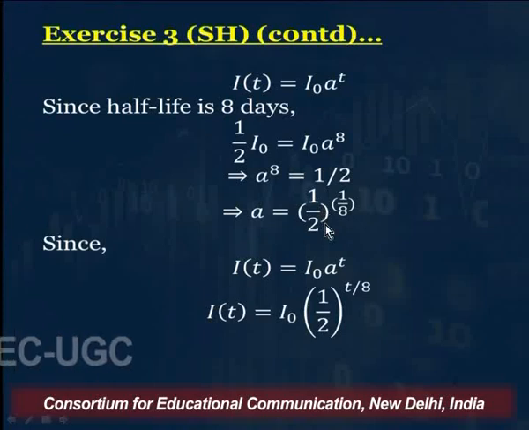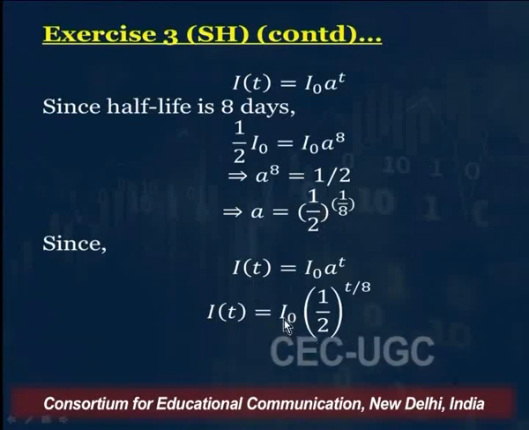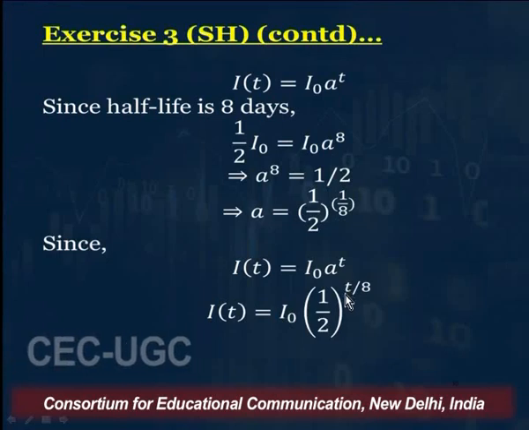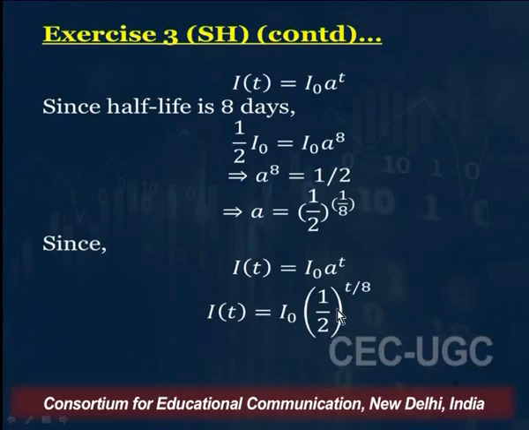And I can simply just substitute this information into my functional form. So, I of t is equal to the initial value I naught times half to the power 1/8 raised to the power t, because 1/8 has to be raised to the power t. So, this becomes half to the power t by 8. So, this illustrates a case where you have exponential decay.